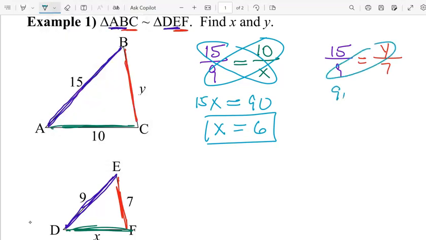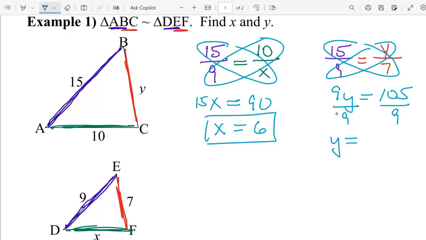So 9 times y is equal to 15 times 7, which is 105. And now I'm going to divide both sides by 9 in order to solve this. But what you'll notice is that 9 doesn't divide evenly into 105. So we're just going to simply reduce the fraction. You don't need to change it to a mixed number.